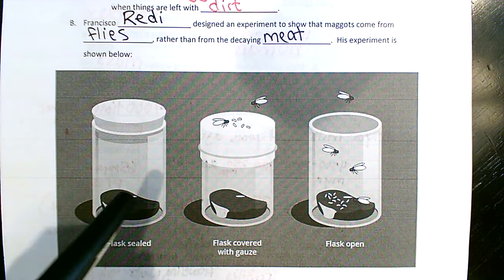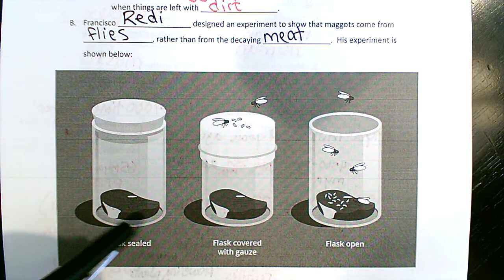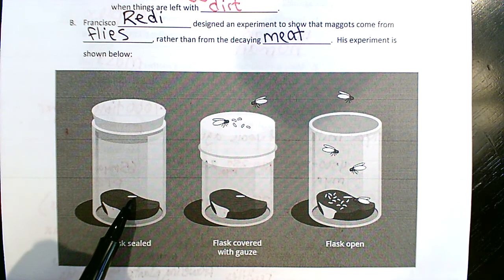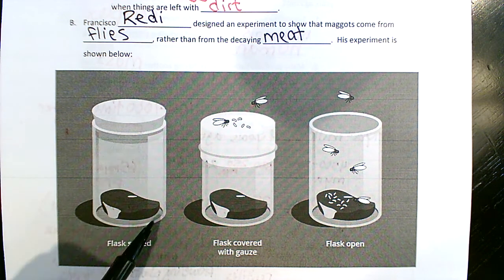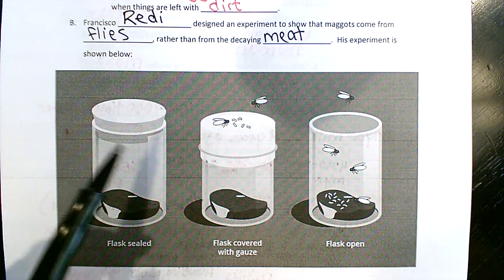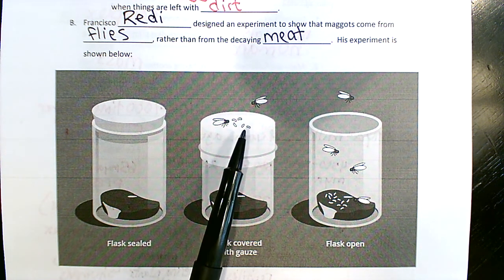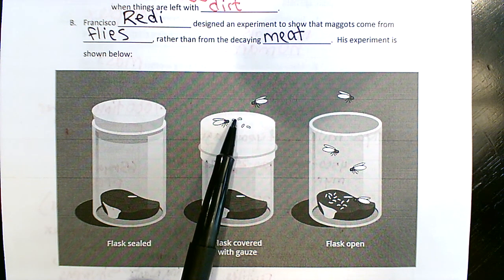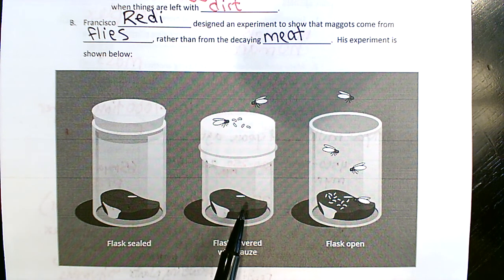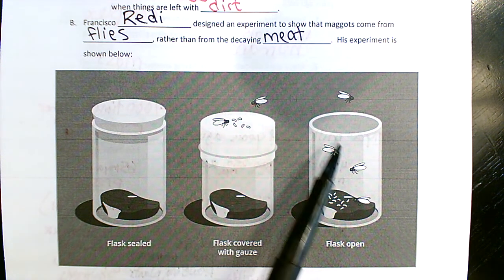So he has a sealed up flask. And I wish this didn't look like a maggot, but that's supposed to be, I think, the piece of bone right there. So he's got a piece of meat in a sealed up flask with a solid lid on it. He's got another one that has gauze on it, which is like fabric. And one that's just kind of open. So you see no maggots grew on either of these, and maggots started living on this one. And he also saw that there were some maggots growing up on top of the gauze, but not on the meat. But he also saw, hey, there were flies hanging around.